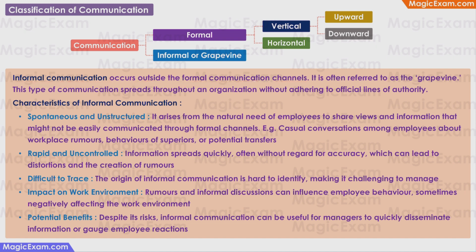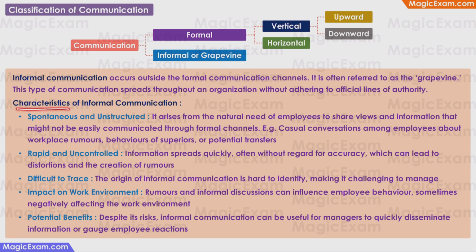Informal communication occurs outside the formal communication channels. This type of communication spreads throughout an organization without adhering to official lines of authority. For example, a junior member of one team may informally communicate with a senior member of another team without keeping his or her own manager in the loop.